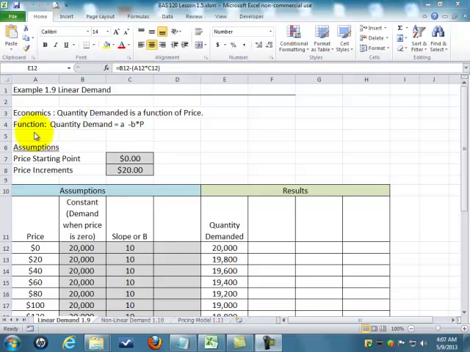So that's why in our functional equation, notice we have a negative sign in front of what our slope is, times our price. As price goes up, quantity demanded goes down. It's called an inverse relationship if you remember math. We've got a very simple equation here. Again, a linear equation: A, which is a constant, minus B, which is the slope, times the price. This is very similar to your algebra days, if you remember the equation y equals mx plus b, where m was the slope and b was a constant.